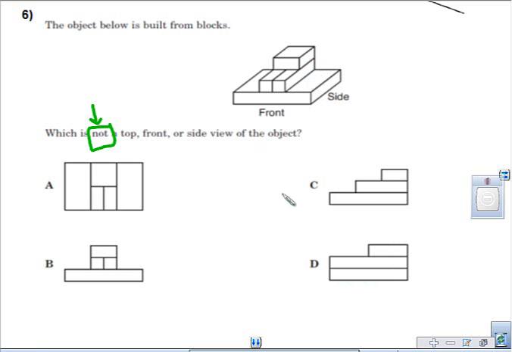So do we see that anywhere? And I see it here. So long, long, and shorter across the top. So this would be a side view. So that's not our answer choice.